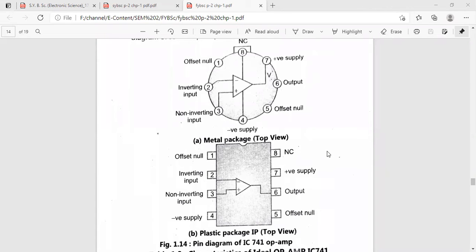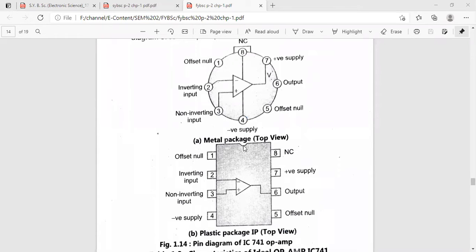We are going to see in detail what the operational amplifier IC is, how it looks, how many pins it has, and what the function of each and every pin is. So this is the 741 op-amp IC. As you can see on the screen, this is a metal package of your operational amplifier, and this is the plastic package. Both are top views.